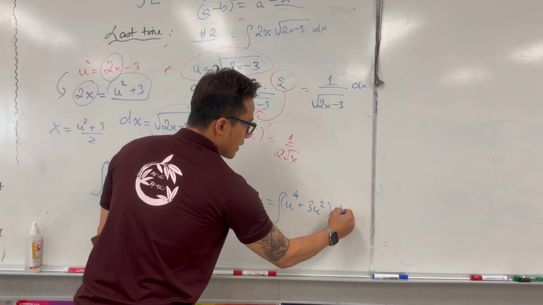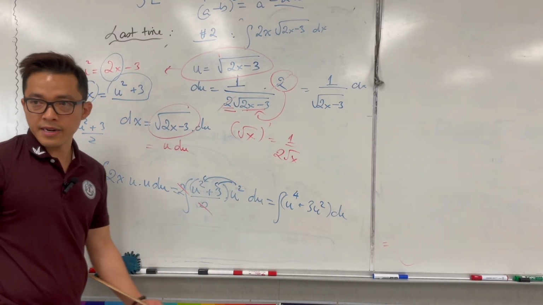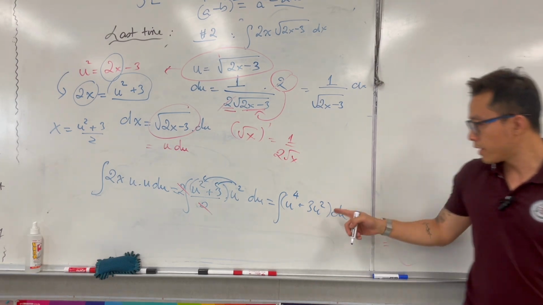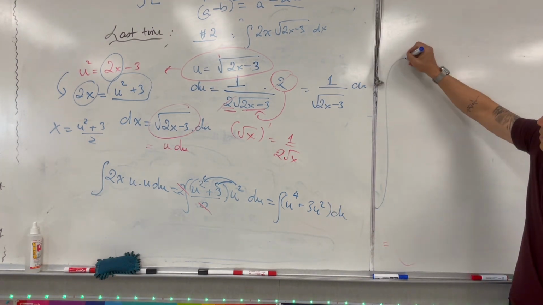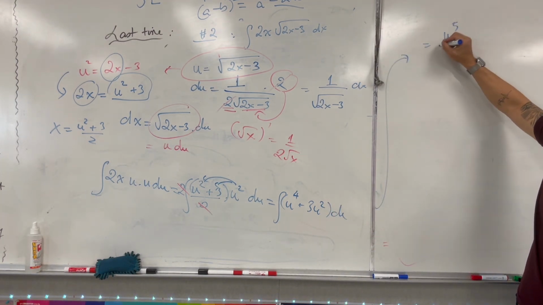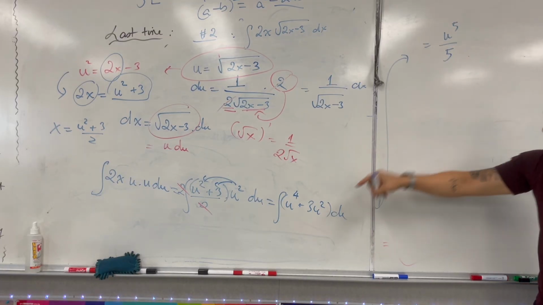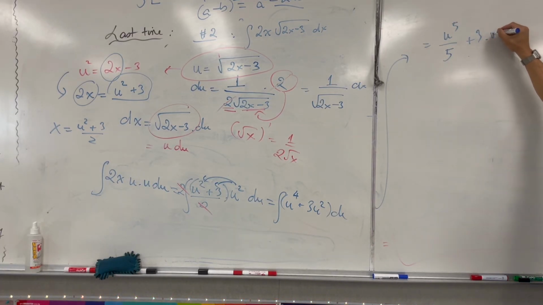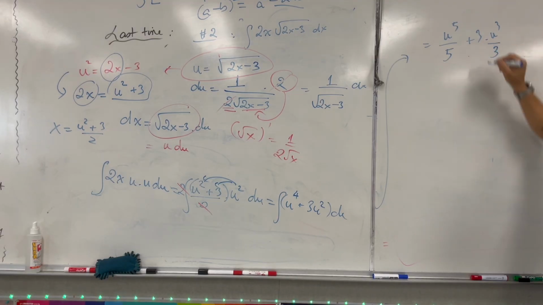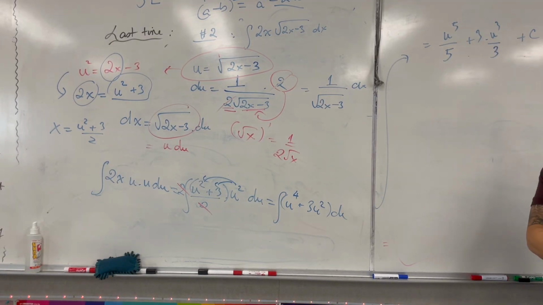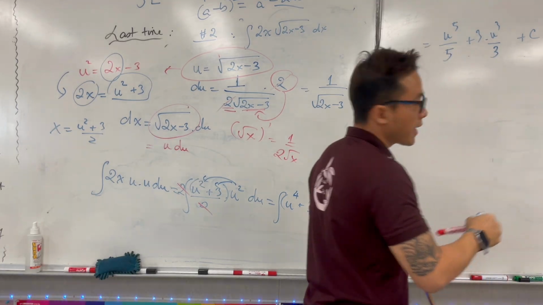Right? Can you take the integral of this? It's very basic, it's very easy now. What is the integral of u4? u5 over 5. What is the integral of u squared? u3 over 3. That's it, plus c. And then you cancel the 3 out.